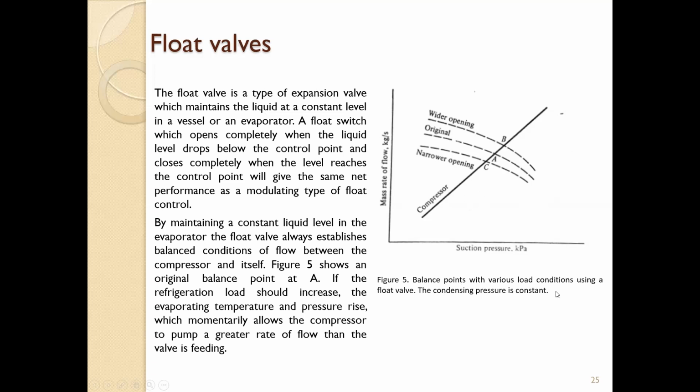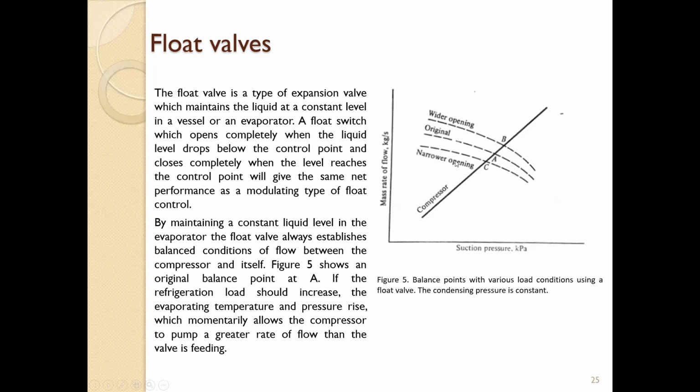5. Balance point with various load conditions using a float valve. The condensing pressure is constant. So, more explanation nito sa mga controls ng refrigeration. By maintaining a constant liquid level in the evaporator, the float valve always establishes balance conditions of flow between the compressor and itself. So figure 5 shows an original balance point at A. If the refrigeration load should increase, the evaporating temperature and pressure rise, which momentarily allows the compressor to pump a greater rate of flow than the valve is feeding.